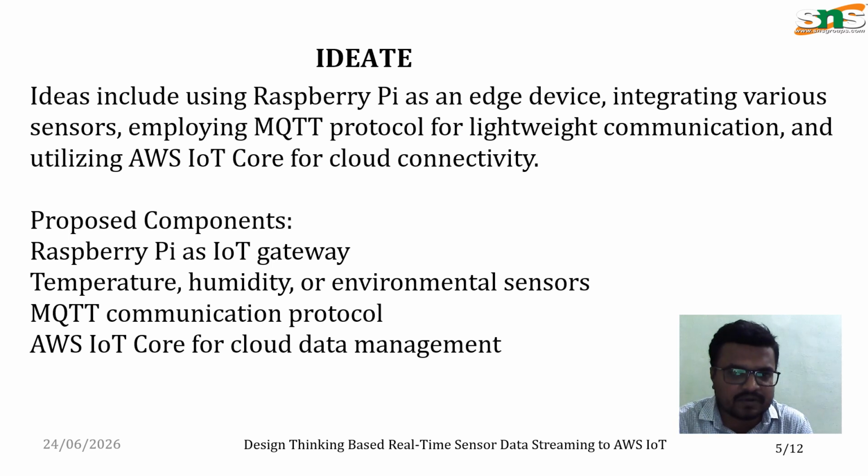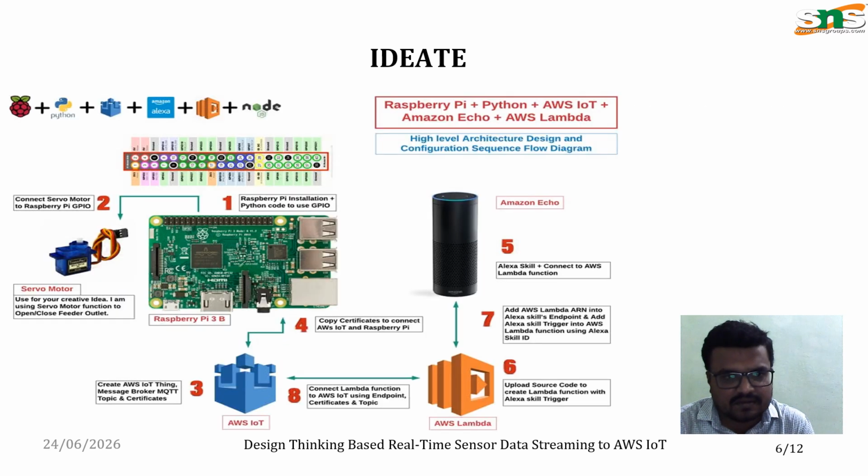The proposed components are the Raspberry Pi, which acts as an IoT gateway, temperature, humidity, and environmental sensors, and the MQTT communication protocol, because this is the tool used to forward information from source to destination. Next is AWS IoT Core for cloud data management. In the ideate part, they give the solution for this AWS streaming process, clearly describing the process to be followed.